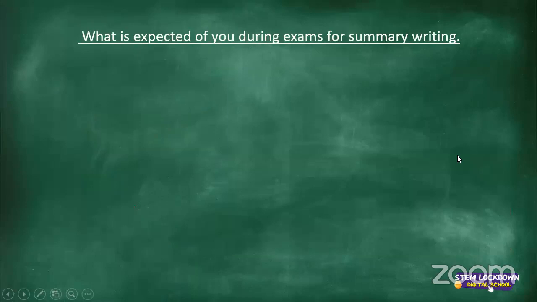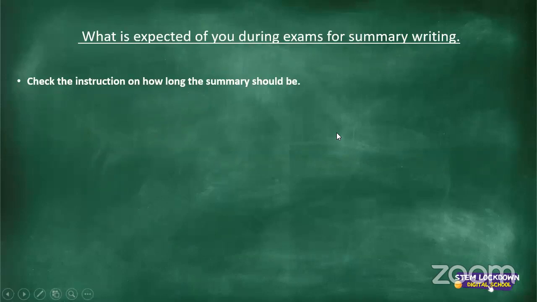All right, so what is expected of you during exams for summary writing, okay? You'll be given an article for you to summarize, okay? So what you need to do first is to check the instruction on how long the summary should be, okay? They will let you know whether they want you to write 50 to 70 words, but you need to stick to the number of words that you need to write, the same way that you do when you are requested to write an essay, okay?